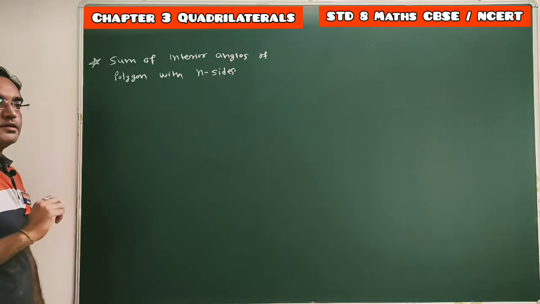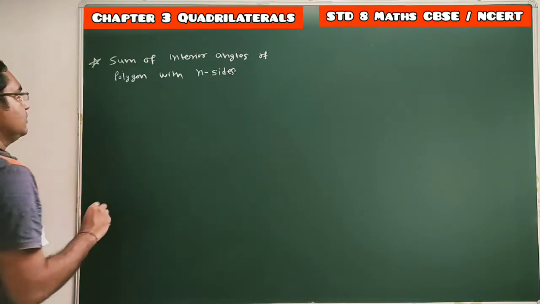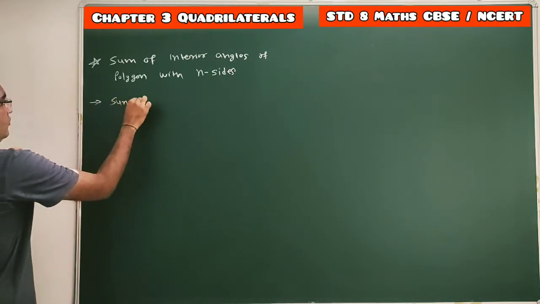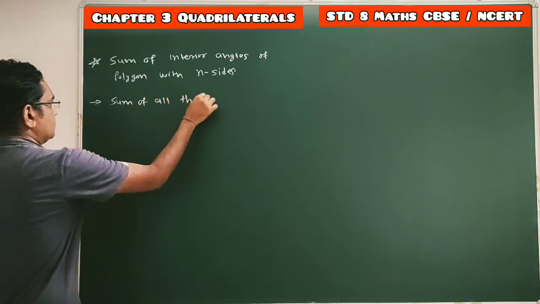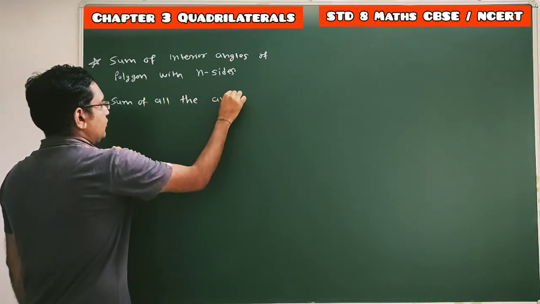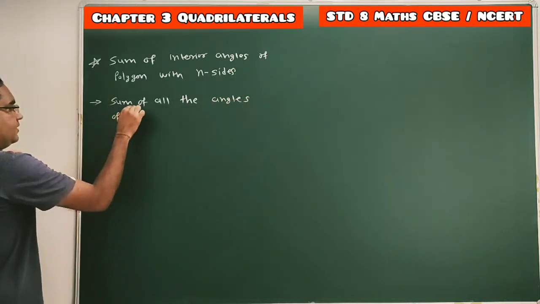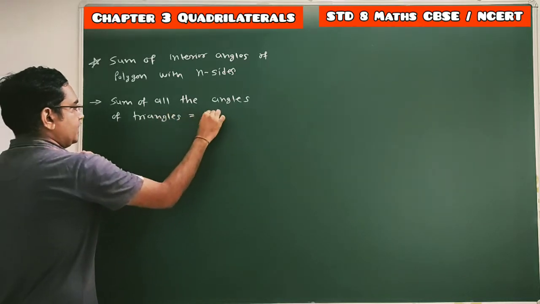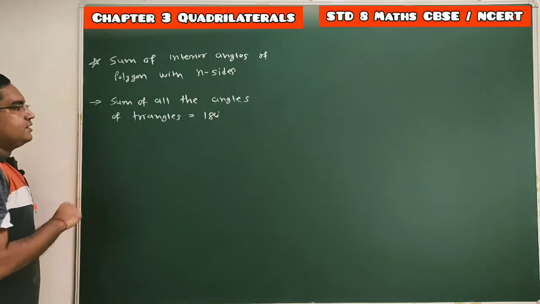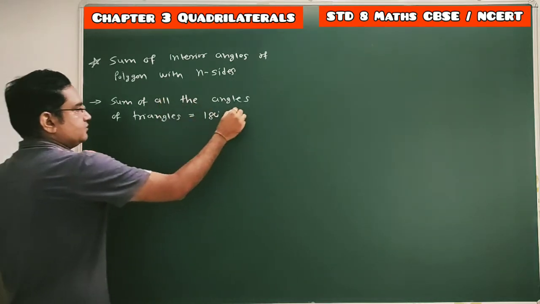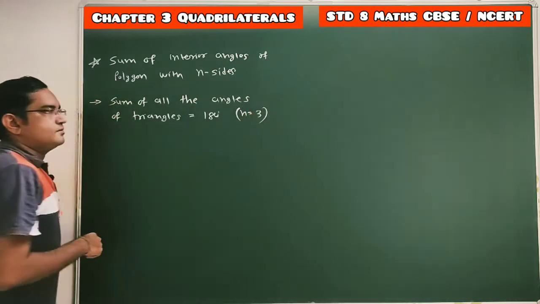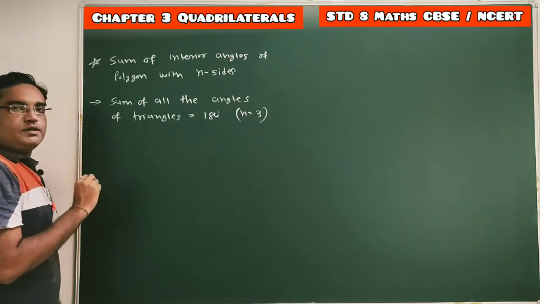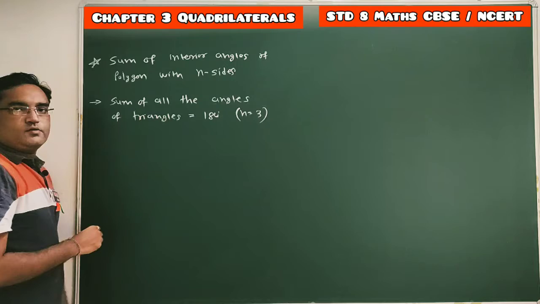So we have already discussed the angle sum property of a triangle as well as a quadrilateral. For the triangle, what is the angle sum property? The sum of the measures of all the angles of a triangle is always 180 degrees. That means a triangle with n equal to 3 sides. The number of sides in a triangle is 3. So the angle sum property of a triangle says that the sum of all the measures of the angles of a triangle is 180 degrees.